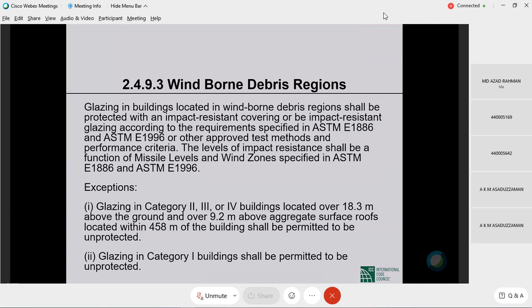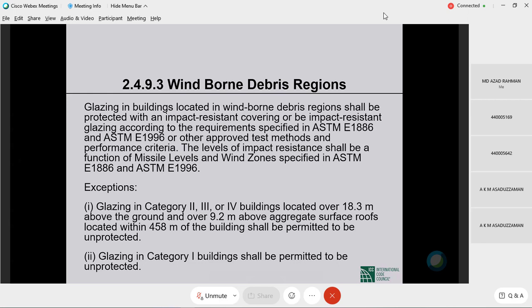Windborne debris region. Glazing in buildings located in windborne debris regions shall be protected with an impact-resistant covering or be impact-resistant glazing according to the requirements specified in section 18, etc. So the way it is, for the first 30 feet of a building site, 30 feet is 9.1 meters or something, the glazing or the covering has to be able to withstand the impact of large missiles. Those are typically 2x4 studs thrown at a certain speed on the glazing or the covering. From 30 feet to 60 feet from ground, the glazing has to be able to withstand the impact of small missiles. So those are the two tests: one is a large missile test, one is a small missile test.